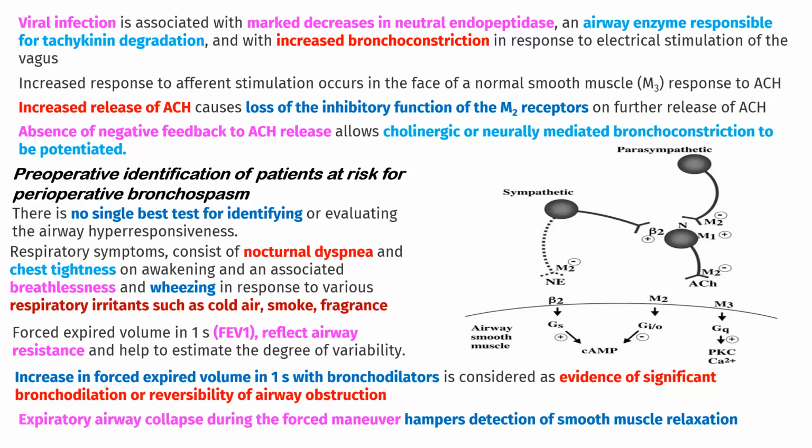So, if the patient breathes with force, then expiratory airway collapse happens because of the forced maneuver. That can also affect the smooth muscle relaxation, which adds to some extent or mimics bronchoconstriction.